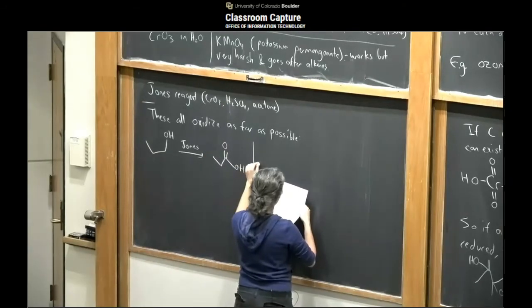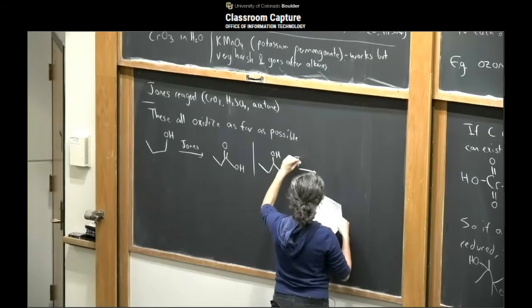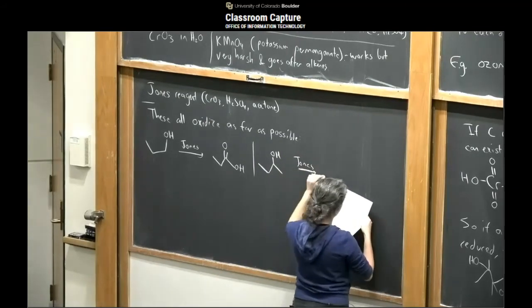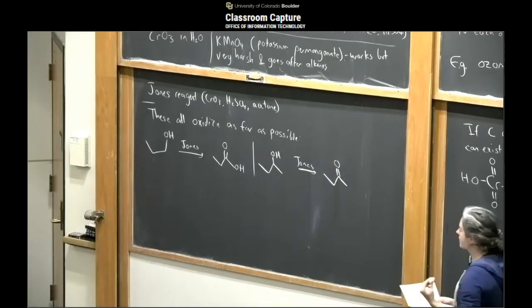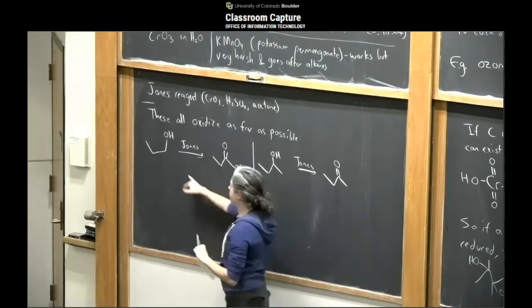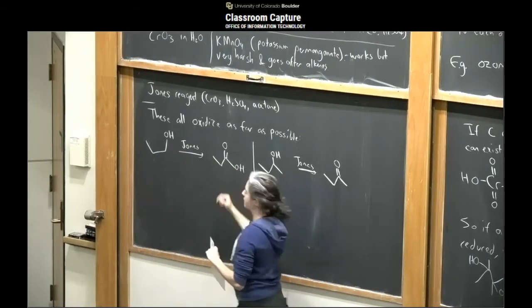If you start with a secondary, they'll stop at the 2 bonds to O state. So basically, they'll take every hydrogen off the carbon that has the oxygen and just wedge in as many other bonds to O as they can in there.